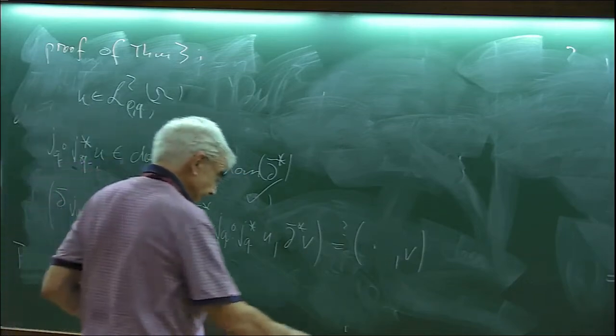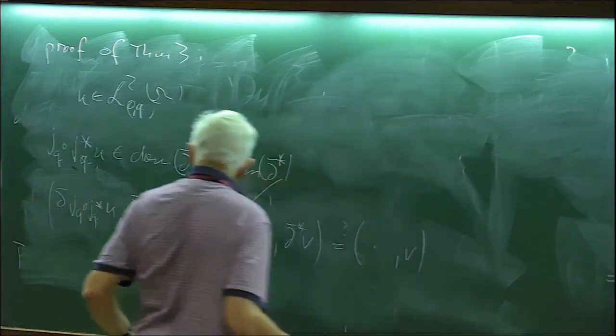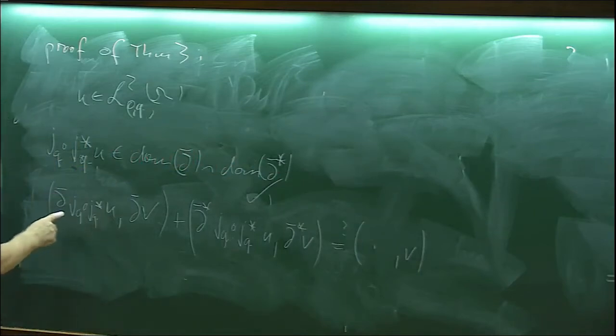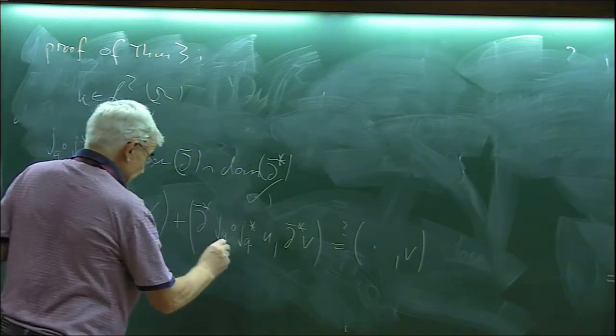But let's see here. So we have J_q star of U and then J_q d-bar. Well, taking d-bar of this, when I view this as sitting inside L2 is the same as taking d-bar when I view it as sitting inside the domain of d-bar intersect domain of d-bar star. It's the same d-bar. And similarly here.